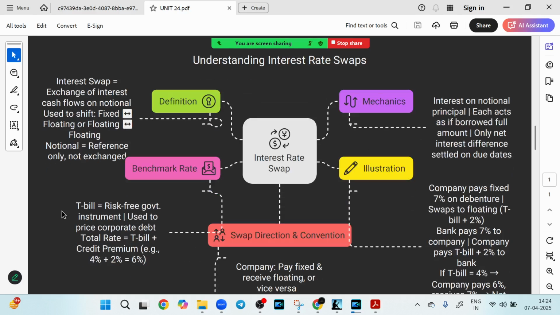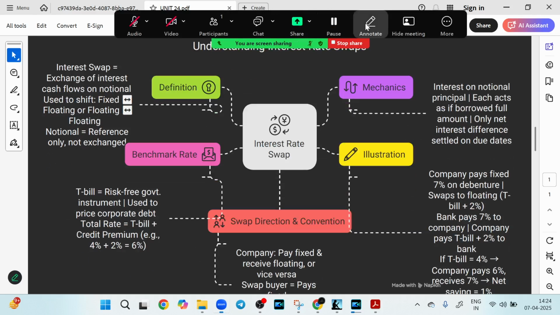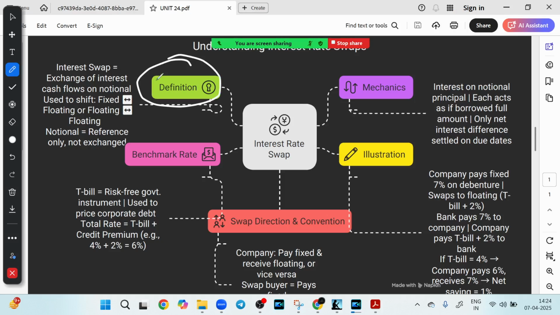So now friends, let's talk about benchmark rate. A floating rate is often linked to a benchmark like a treasury bill, a risk-free rate. So the total floating rate includes a credit premium. Obviously, you have to pay some premium for exercising this interest rate swap.